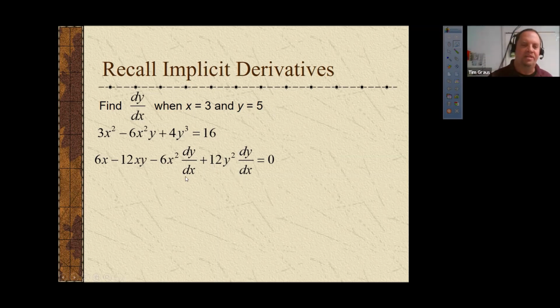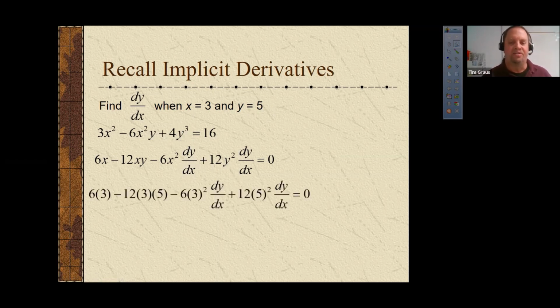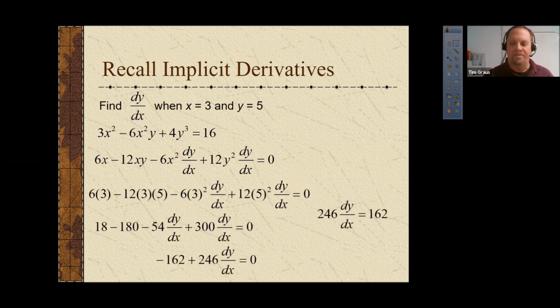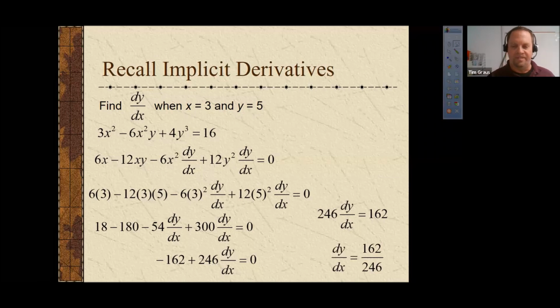And every time we did a derivative of a term that involved y, we had to do the chain rule. So we had to treat it as though it was a function of x. So the derivative of y was not just 1, the derivative was dy/dx. To complete this problem, I just simply plug in and solve for dy/dx. In this case, it comes out to 162 over 246.